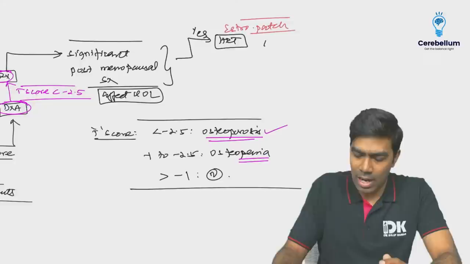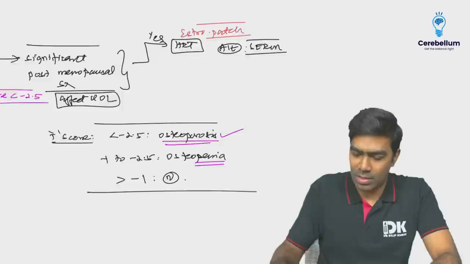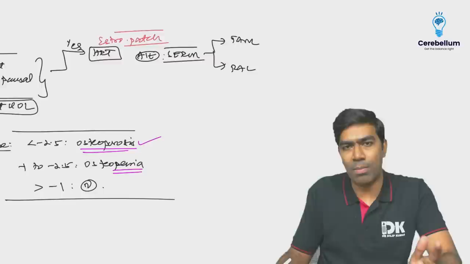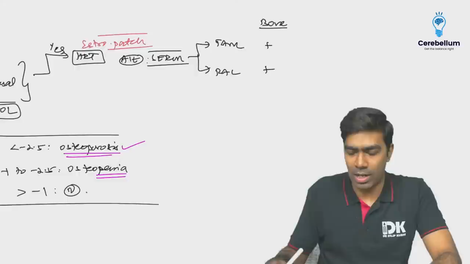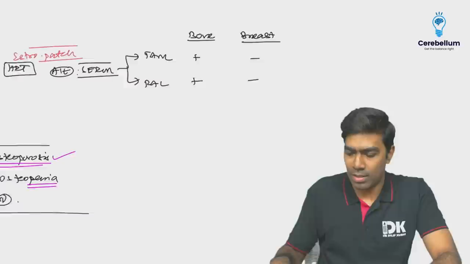So what are SERMs? SERMs are of two types. One is called tamoxifen. Second is called raloxifene. So what is the difference between tamoxifen and raloxifene? For the bone, both are agonists. For the breast, tamoxifen and raloxifene are both antagonists. And for the uterus, tamoxifen is an agonist, raloxifene is an antagonist. It doesn't act on the uterus.